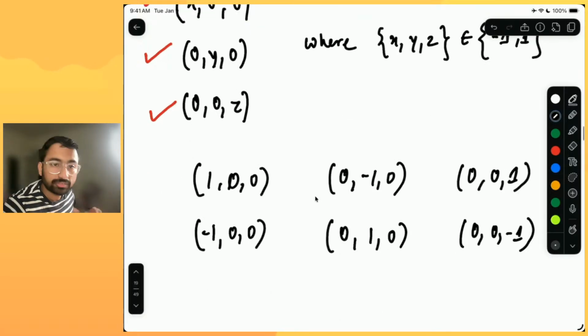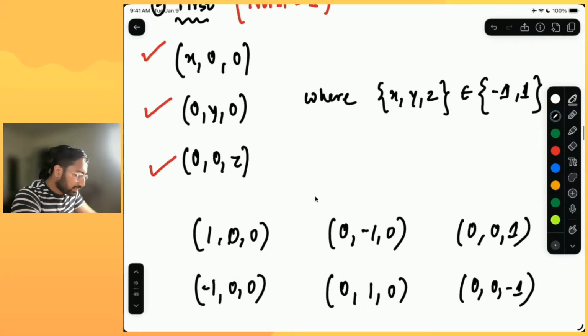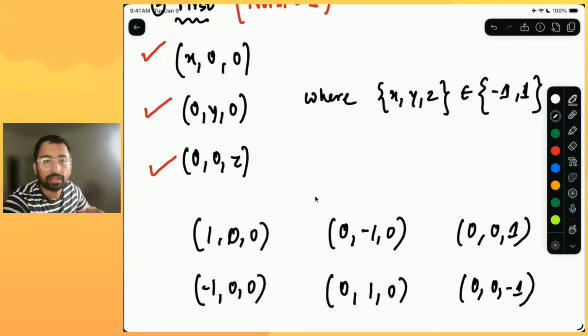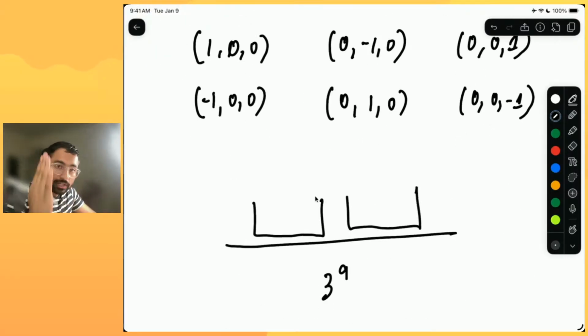So there are 2 things here. 3 to the power 9 is the total number of cases, as we've already discussed. The first option is, there are 3 possible cases that can happen: x, 0, 0, or 0, y, 0, or 0, 0, z. And each one of them should be assigned to one of the row vectors. So there are 3 factorial ways of permuting these 3 possible cases, among which of them is a row vector.